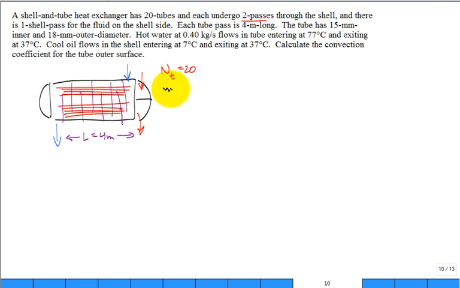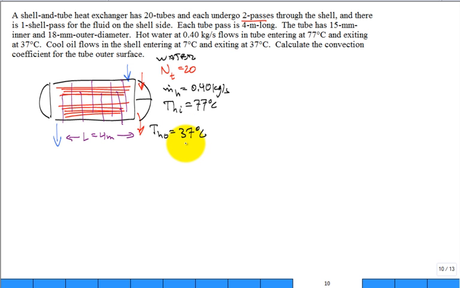second. So the mass flow rate of the hot fluid, which is water, is flowing at 0.40 kilograms per second in the tubes, entering at 77. So it's flowing in the tubes, and it enters at temperature hot in. Let me try and sketch this. Temperature hot in is 77 degrees C, and it exits, the temperature hot out, at 37 degrees C.